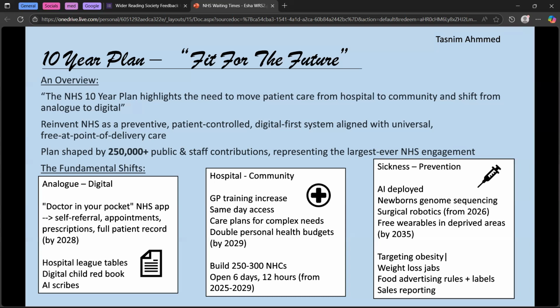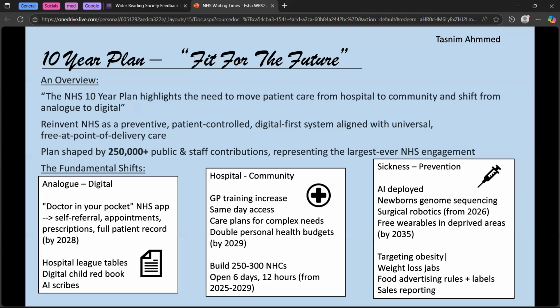With this plan, they aim to build 250 to 300 neighborhood healthcare centers, which are aimed to be opened 6 days a week for around 12 hours per day. And they are currently in the process of creating these and should be finished by 2029.